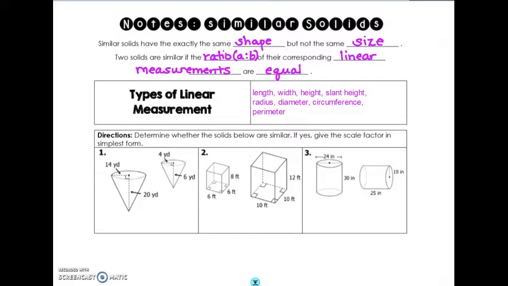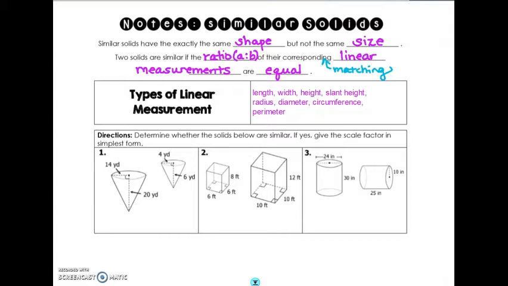So we're talking about linear measurements such as length, width, height, slant height, radius, diameter, and circumference, along with perimeter. When we talk about corresponding, this word corresponding really is just saying that we're talking about matching. We want to find the matching one. So if I'm looking at the height of one, I need to look at the height of my other solid as well.